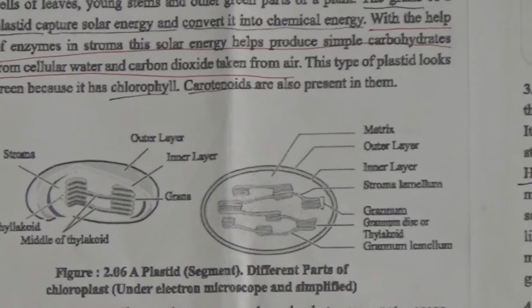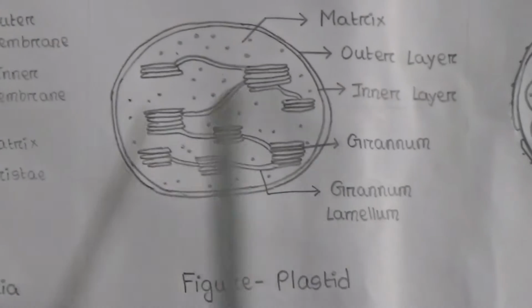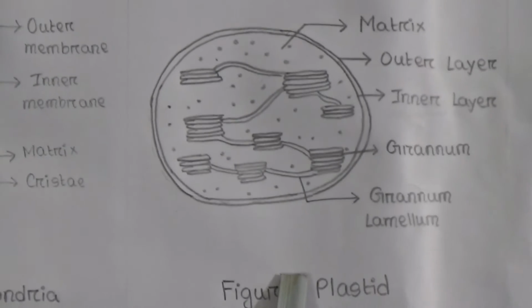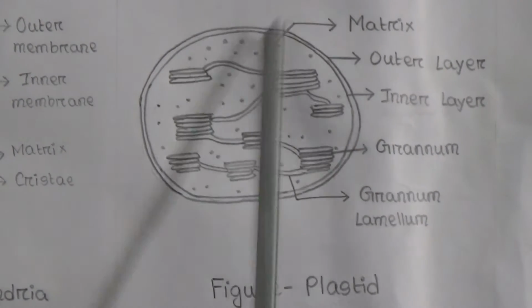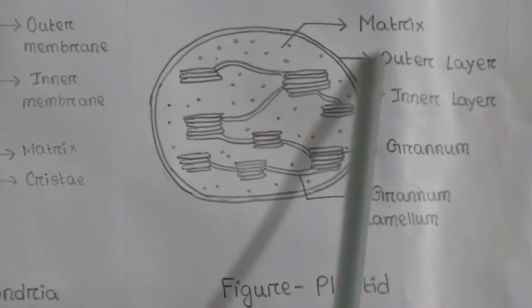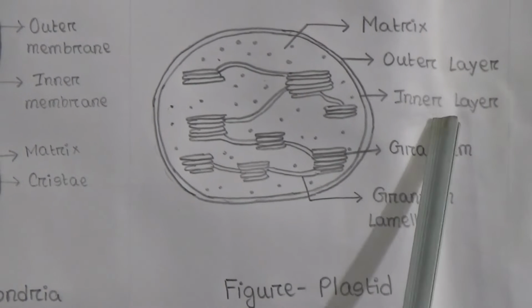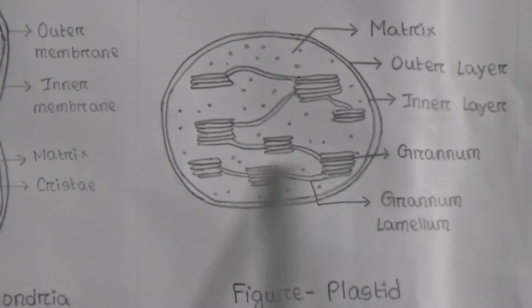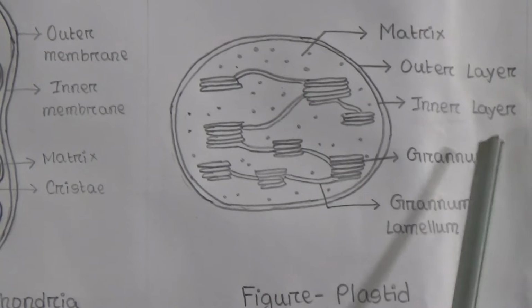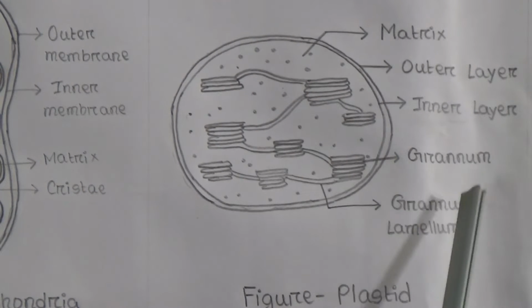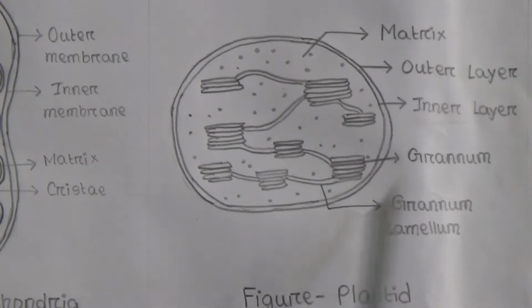We can see the picture of a plastid in here. You can see the picture of a plastid very clearly in this picture. Here inside of the plastid, the liquid thing is called matrix. Plastid has two layers, outer layer and inner layer, and when some layers are in one space, it is called granum and it is called grana lamella. You can see here plastid.